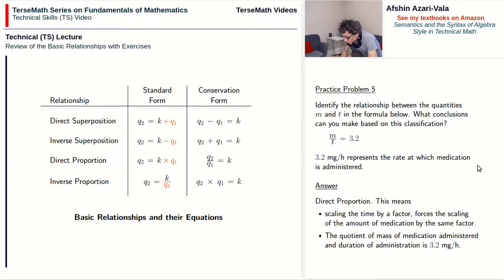The answer is direct proportion. The equation matches the conservation form of direct proportion. This means that scaling the time by a factor forces the scaling of the amount of medication by the same factor. So if you administer the medication for twice longer at the same rate, 3.2 milligrams per hour, then the amount of medication that's given to the patient doubles, and so on. And it also means that the quotient of the mass of medication and the duration of administration is 3.2 milligrams per hour, which is what this conservation form says.